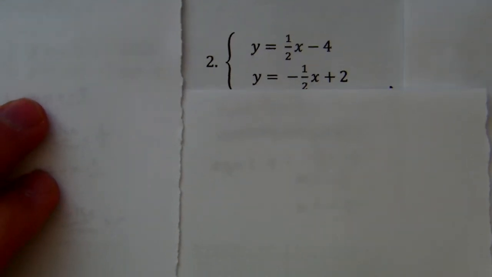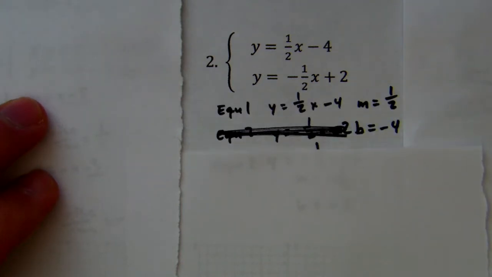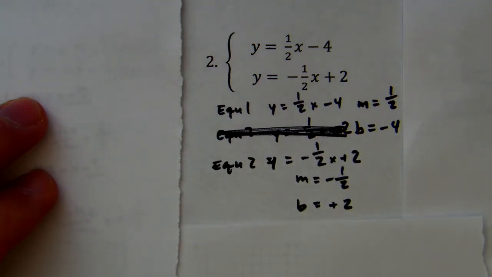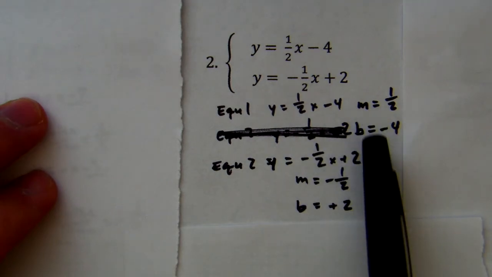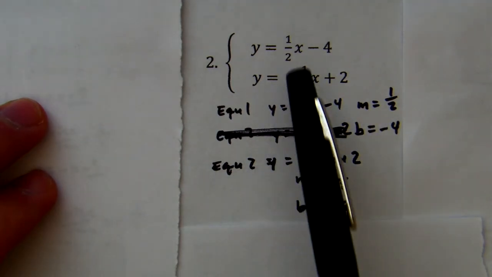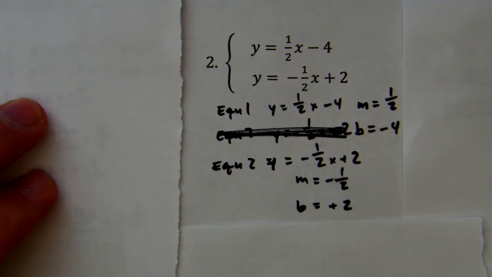For example number 2, I have already finished the work, so it's a little bit quicker. We have two equations: y equals 1/2 x minus 4, and y equals negative 1/2 x plus 2. Don't mind the goof there. I took equation number 1 and found the slope and the y-intercept. I took equation number 2, found the slope, and then found the y-intercept.